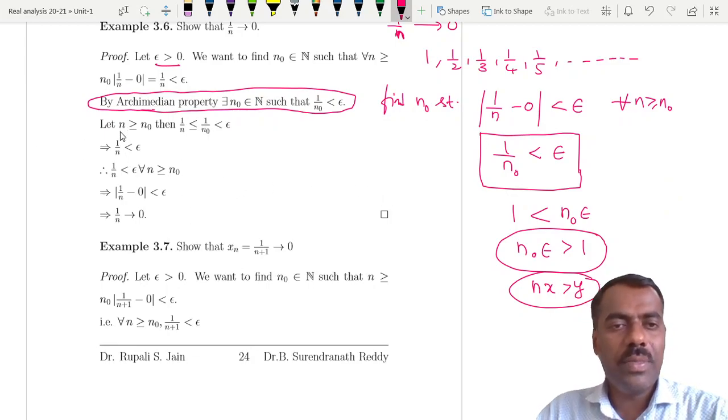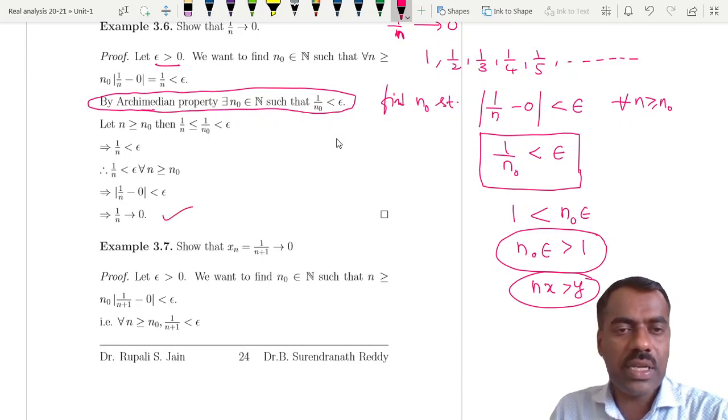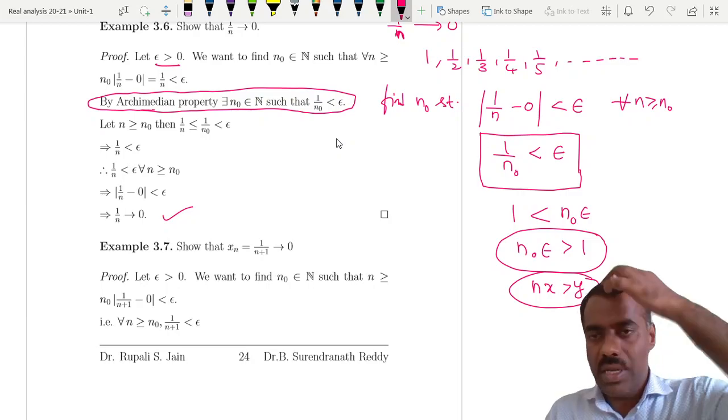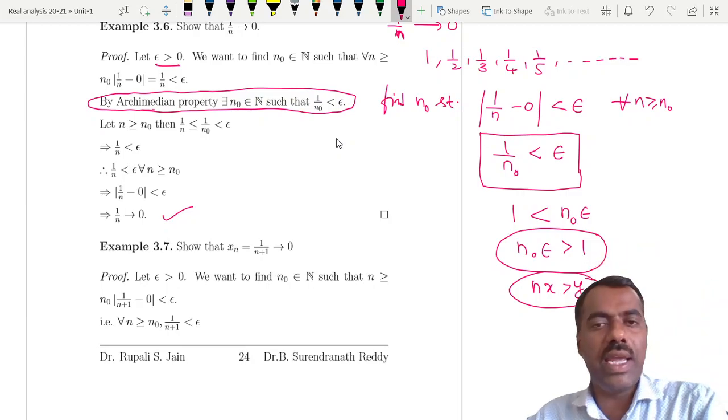Then because n is bigger than or equal to n naught, 1 by n is of course less than or equal to 1 by n naught, and 1 by n naught is less than epsilon. That follows from this, right? So this is the main important thing. We have to understand how we can find an n naught.